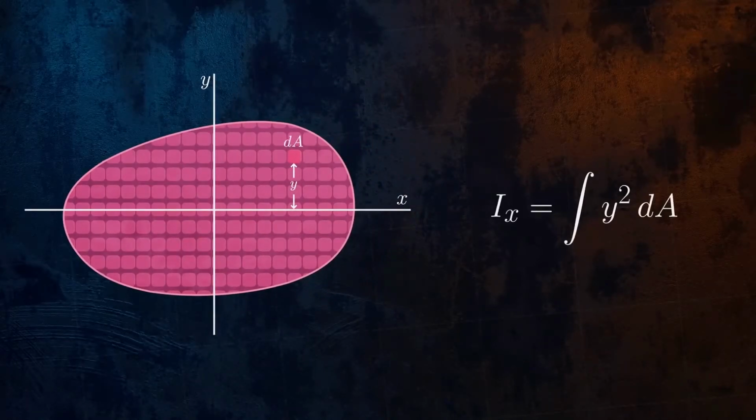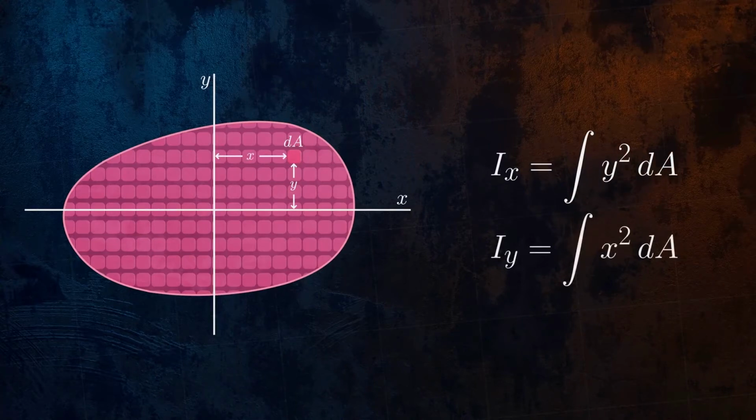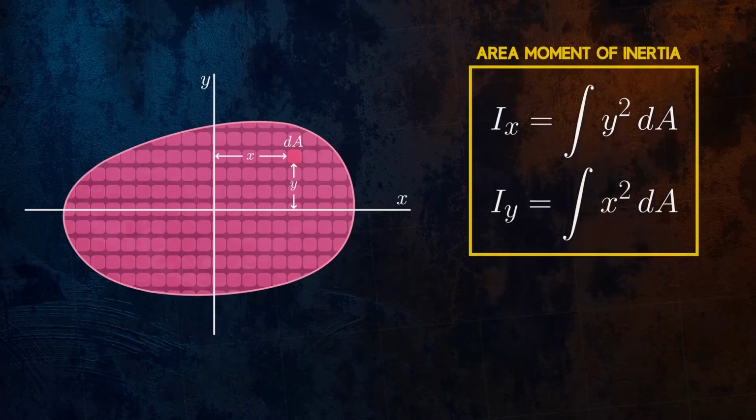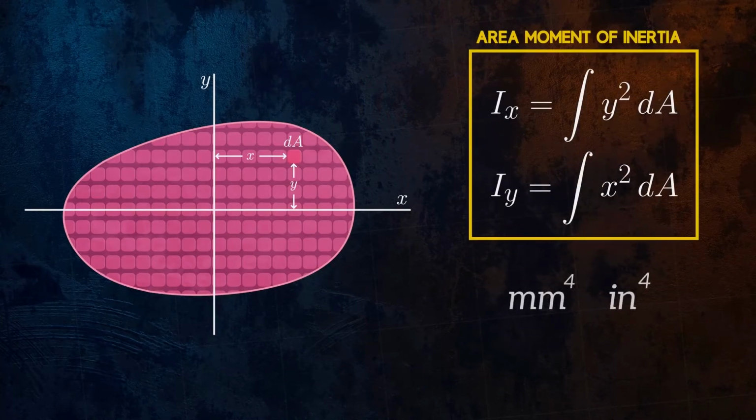We can define the area moment of inertia more precisely using integration. And if the y-axis is our reference axis, we can calculate Iy in the same way. The area moment of inertia has the unit of length to the fourth power, and because of the squared term, it is always a positive quantity.